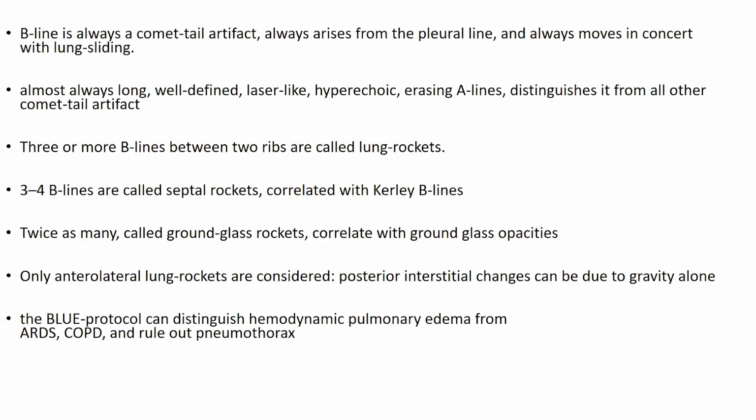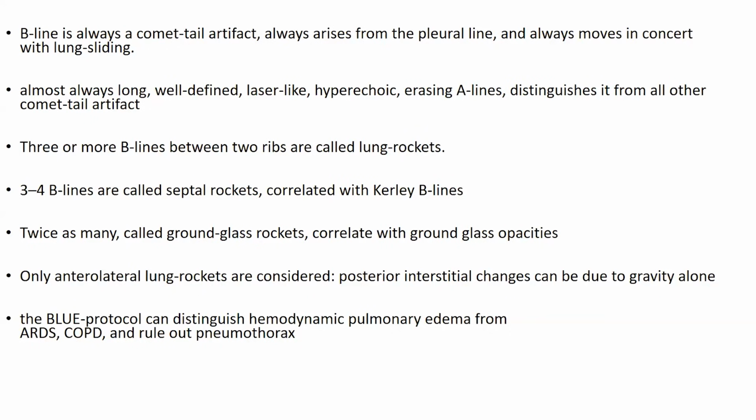B line is a comet tail artifact, which always arises from the pleural line, always moves in concert with lung sliding. Almost always long, well-defined, laser-like, hyperechoic, erasing A lines, which distinguishes it from all other comet tail artifacts. Three or more B lines between two ribs are called lung rockets. Three or four B lines are called septal rockets. They correlate well with curly B lines. Twice as many are called ground glass rockets. They correlate with ground glass opacities.